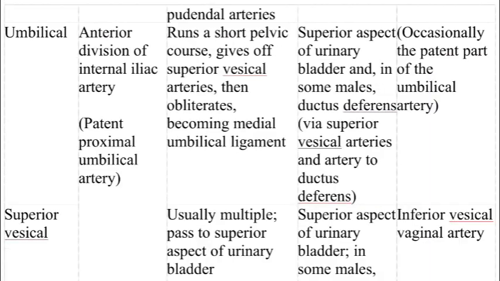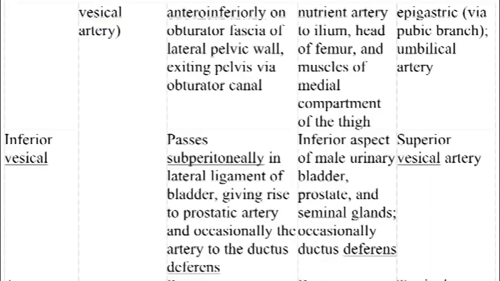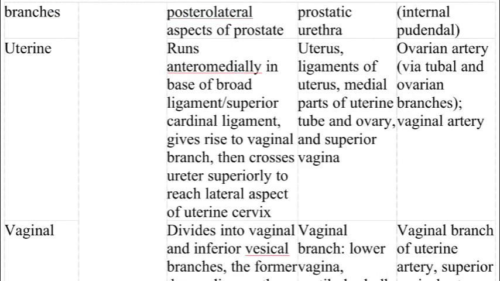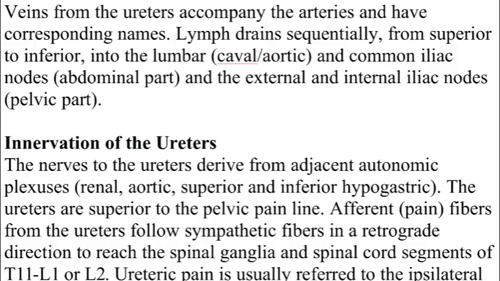Those are the branches of the common iliac artery, the internal iliac artery, branches from the ovarian artery, the uterine artery, and the inferior vesical artery in the male. Now, the venous and lymphatic drainage of the ureters. Veins from the ureters accompany the arteries and have corresponding names. The veins that drain the ureters drain into the common iliac vein, the internal iliac vein, the ovarian vein, the uterine vein, and of course the inferior vesical vein in the male.